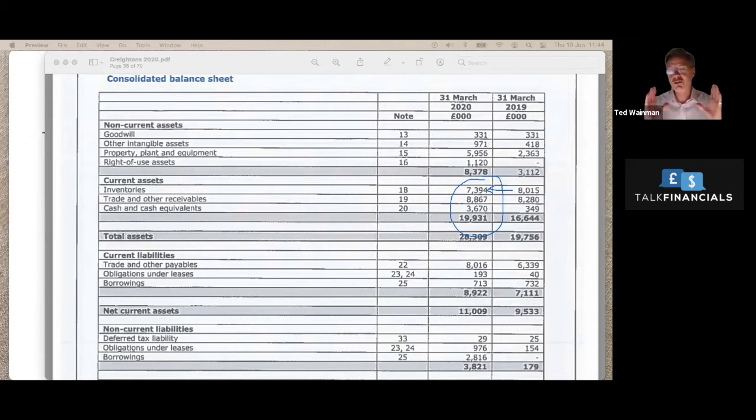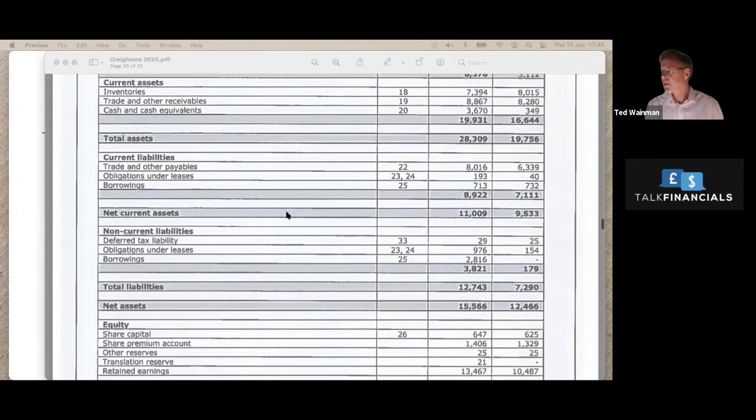So don't forget, this is during the pandemic. People are staying at home, yet they are investing in these products. And this is really, really good news for this company. If we look at the bottom half with the liabilities, current liabilities, so things we have to pay quite soon, hasn't really changed.